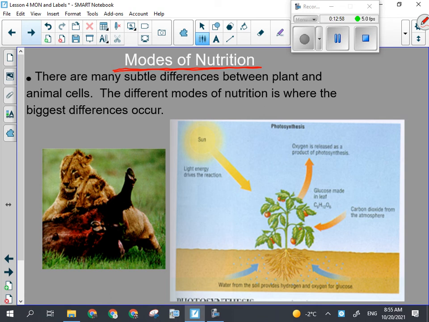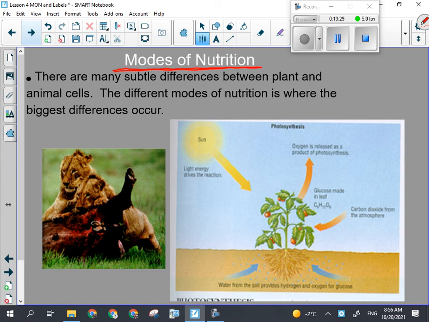So the different modes of nutrition is why that occurs. Obviously we've got predators eating other animals, and we've got plants that are carrying out photosynthesis. Either way, we're getting to glucose somehow. But if you are an organism that carries out photosynthesis, then you probably don't need to do some of the things that other organisms have to do. If you're a photosynthetic organism, you don't have to digest food. If you're an animal, you don't have to carry out photosynthesis.